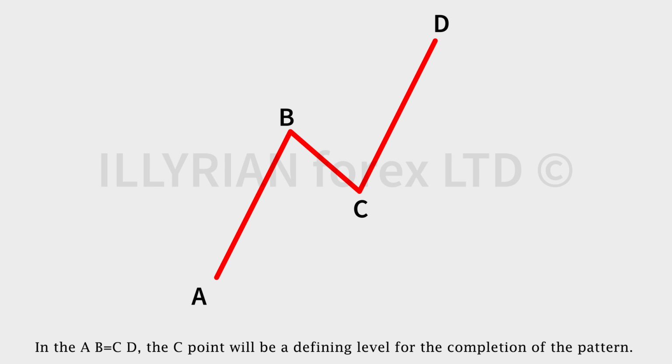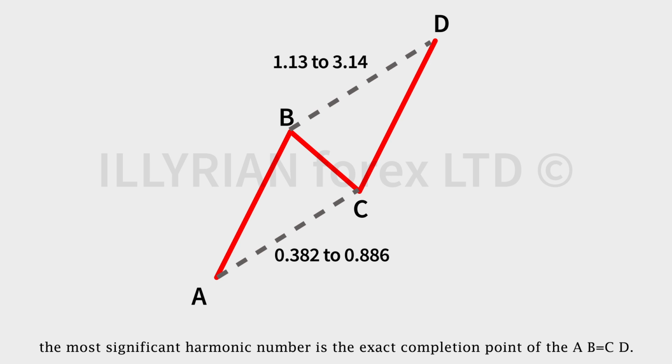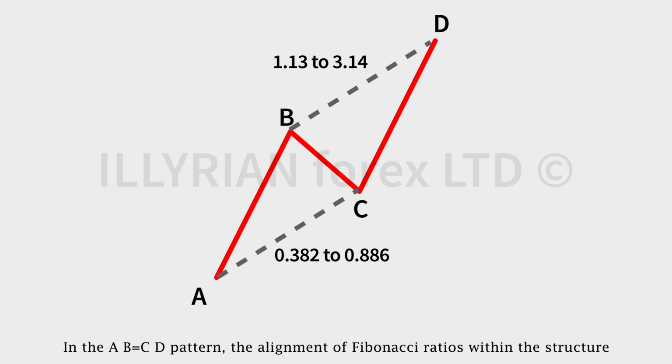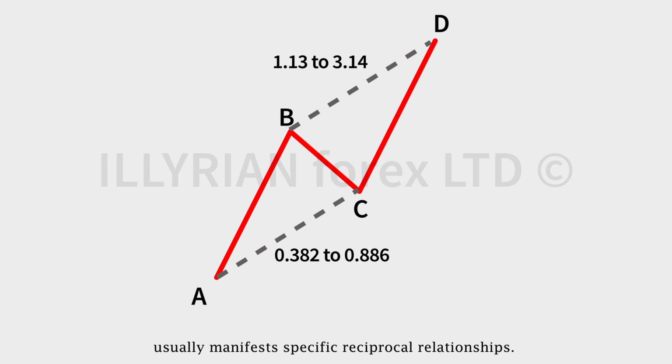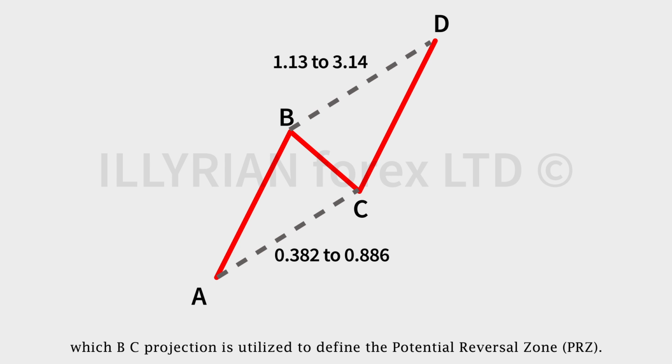In the AB equals CD, the C point will be a defining level for the completion of the pattern. Although the BC projection is critical in this structure, the most significant harmonic number is the exact completion point of the AB equals CD. In the AB equals CD pattern, the alignment of Fibonacci ratios within the structure usually manifests specific reciprocal relationships. The reciprocal ratio of the C-point retracement of the AB leg usually indicates which BC projection is utilized to define the potential reversal zone, PRZ.